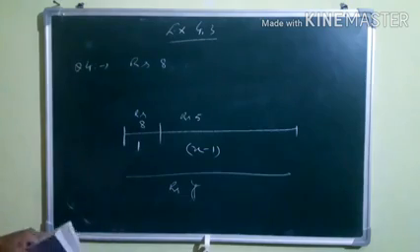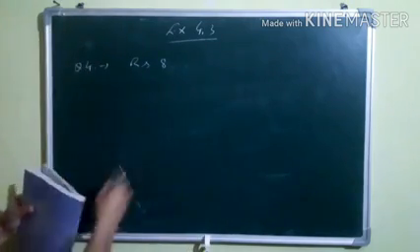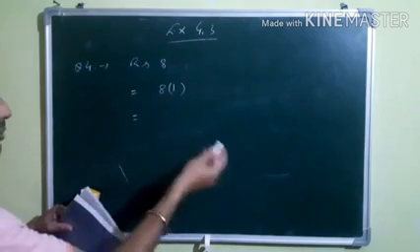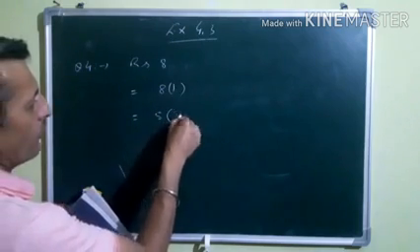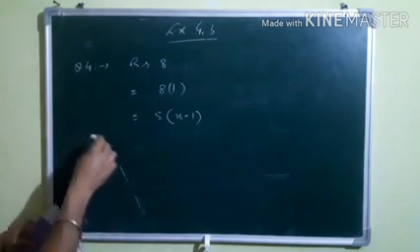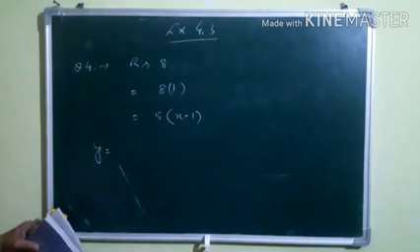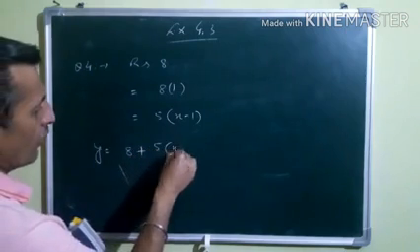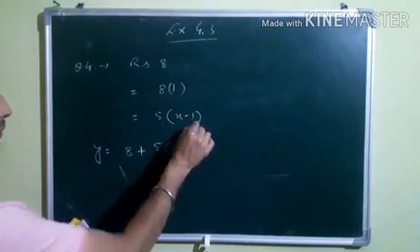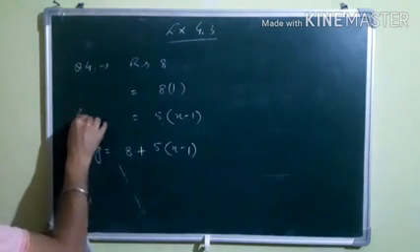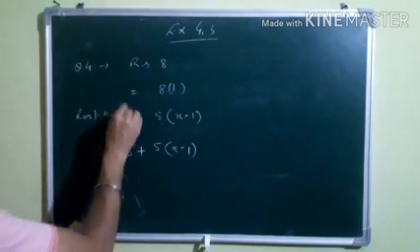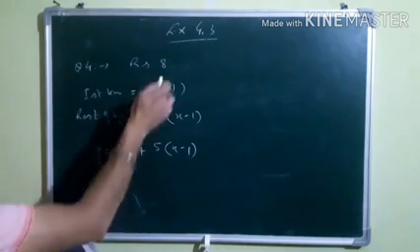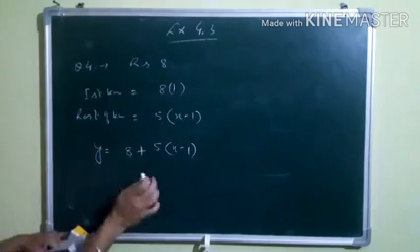So for the first kilometer he will charge rupees 8, so this is 8 into 1. For the rest of the kilometers he will charge 5 rupees, that means 5 into x minus 1. And he said that the total charges is equal to y. So y is equal to 8 plus 5 into x minus 1, because these are the charges for the rest of the kilometers. And this is for the first kilometer, and y is the total charges.